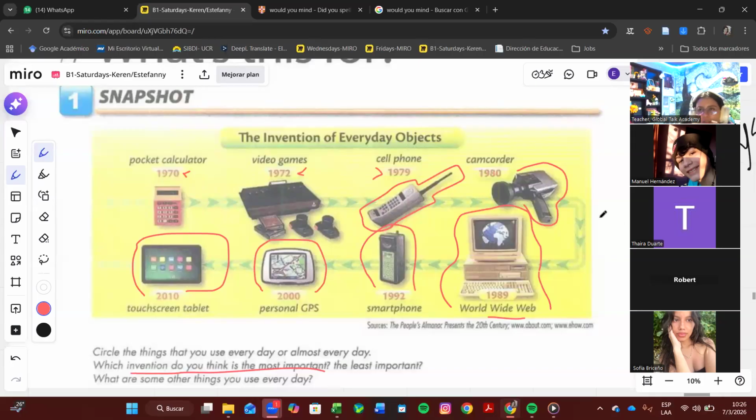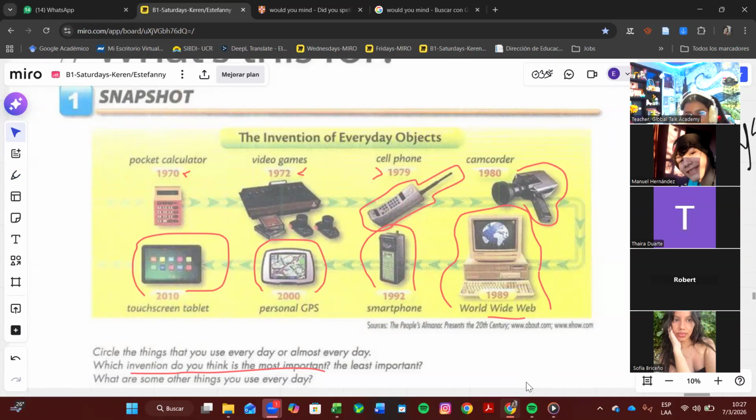Okay, so, Manuel, I think you raised your hand. Yes, teacher, I disagree with the opinion of Sophia, because I think that the video games on the consoles were very important, because we see the improvement in the technology, the processors and the quality of the image. Right, well, that's interesting. Thank you for sharing it.